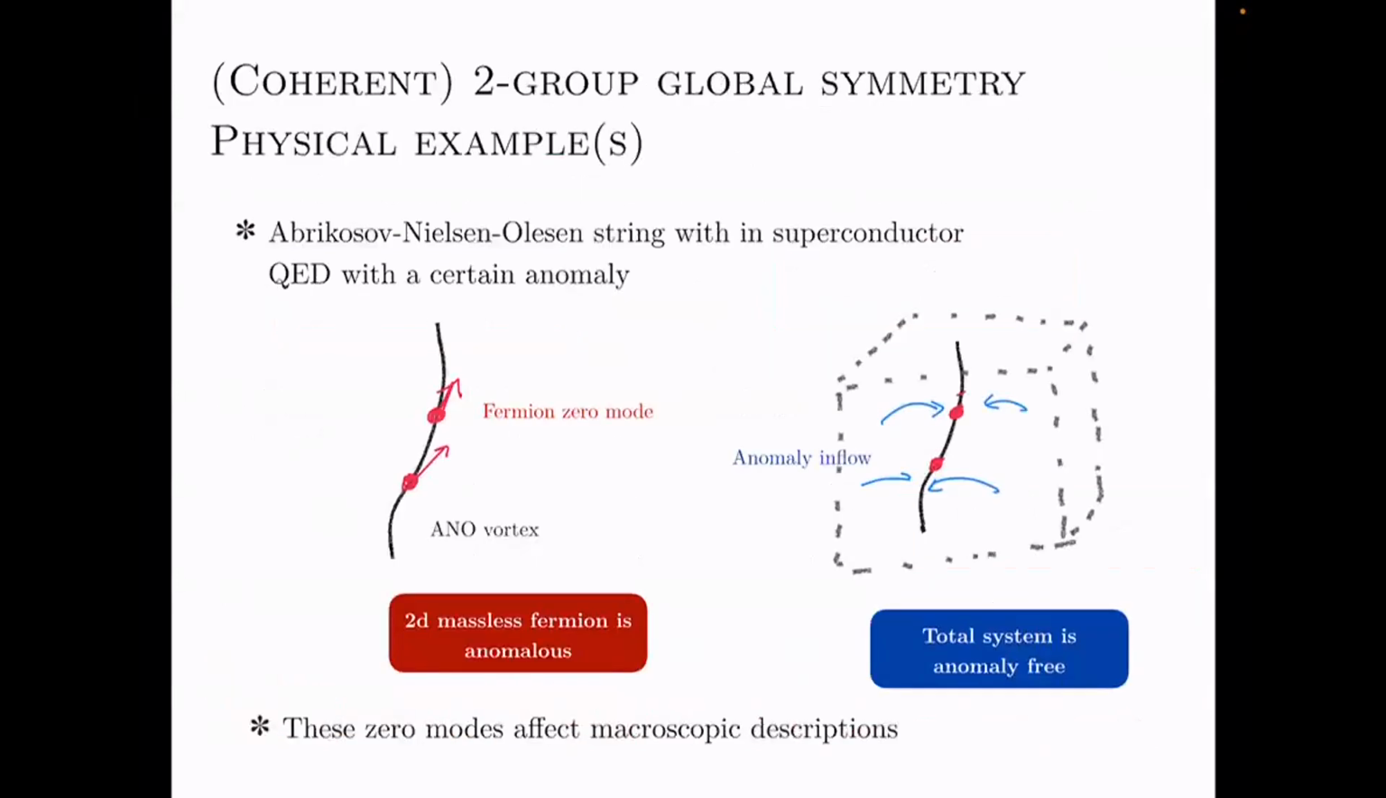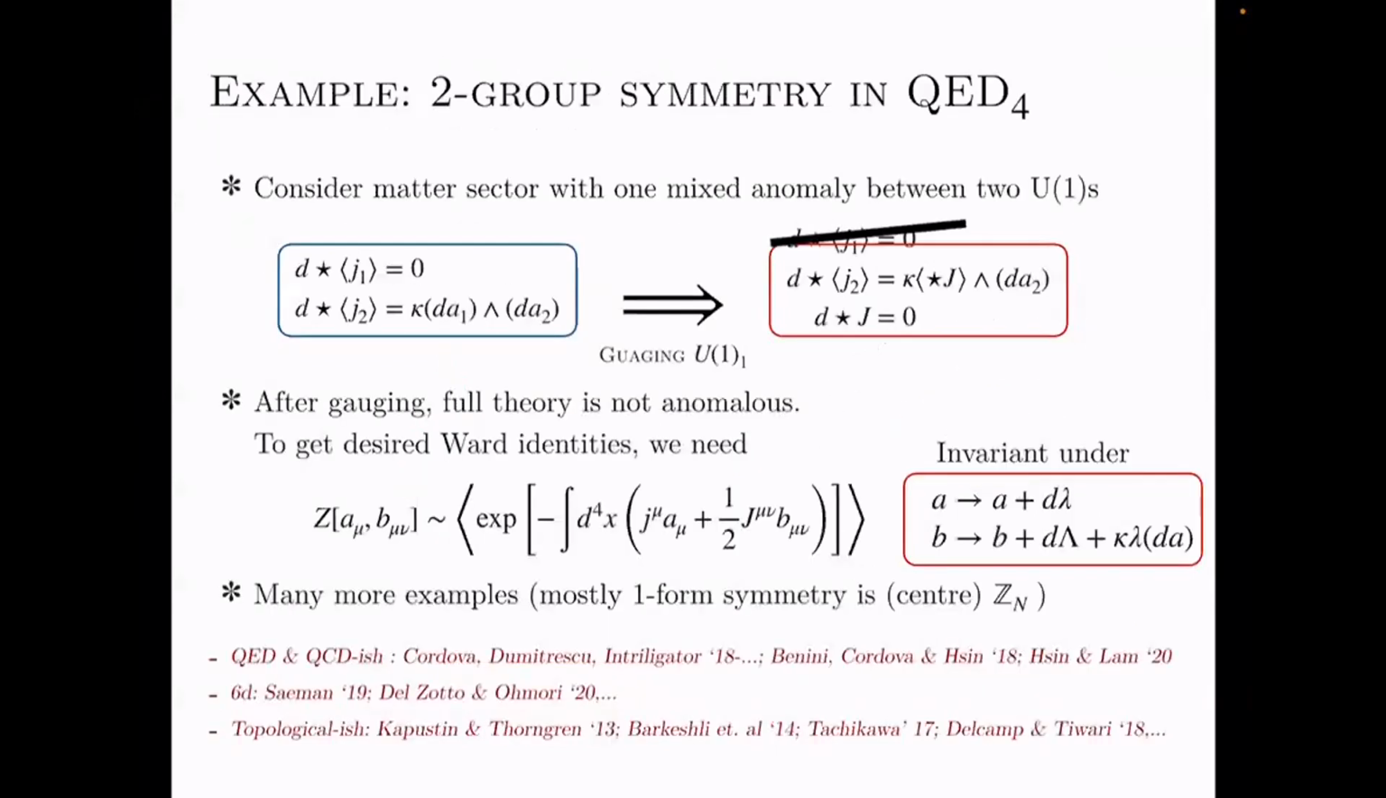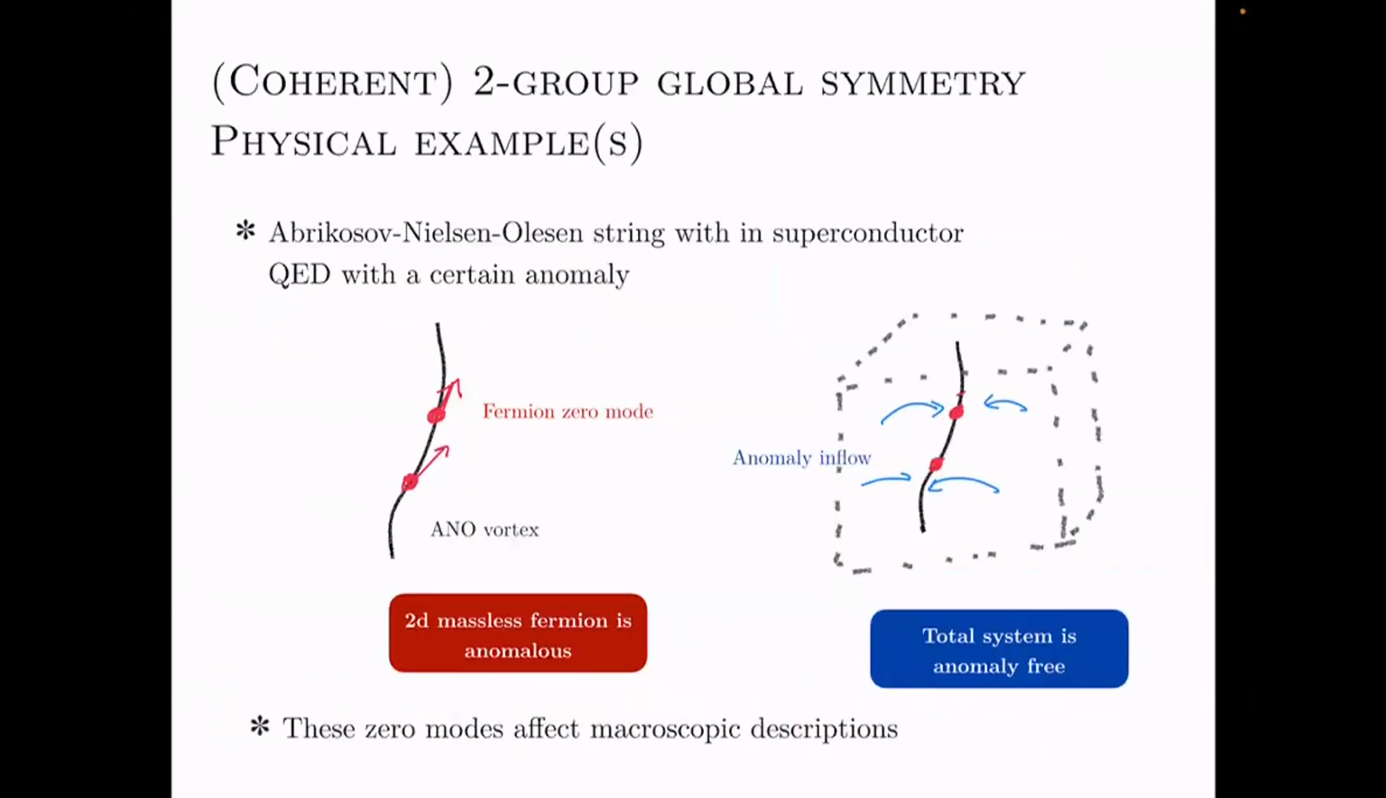So another way that you might want to visualize why there is no anomaly is the following example. This is a system that also has a 2-group, the one we had before, but with a bit more pictures. And the setup is an ensemble of ubiquitous vortices with a fermion zero mode living inside.